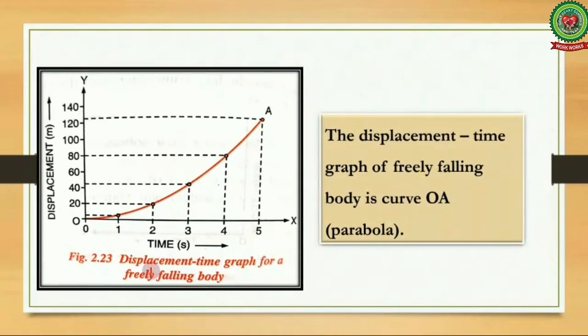Next is the displacement time graph for a freely falling body. The displacement time graph of a freely falling body is a curve or parabola. So you can see it is not increasing linearly. So this is the displacement time graph for a freely falling body. So this is all about the graphs of uniformly accelerated motion.